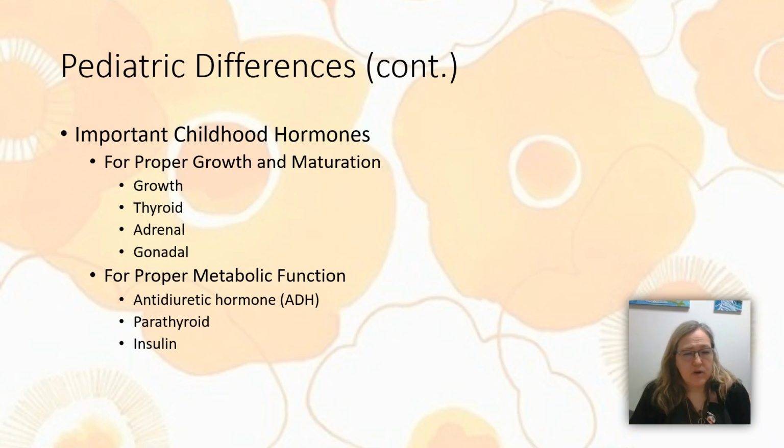It's important to remember that besides the pituitary gland for proper growth and maturation, the child needs not just growth hormone, but the thyroid, the adrenal glands, and the gonads to all be producing hormones the way that they should. And for proper metabolic function, the child needs ADH or antidiuretic hormone, parathyroid, and insulin function to be working properly. If there's a direct disruption in any of these systems, growth and development can be interrupted, and metabolic function can also be interrupted.